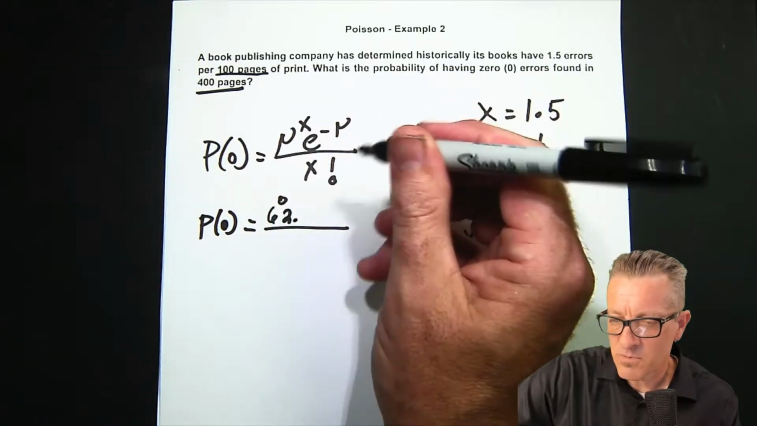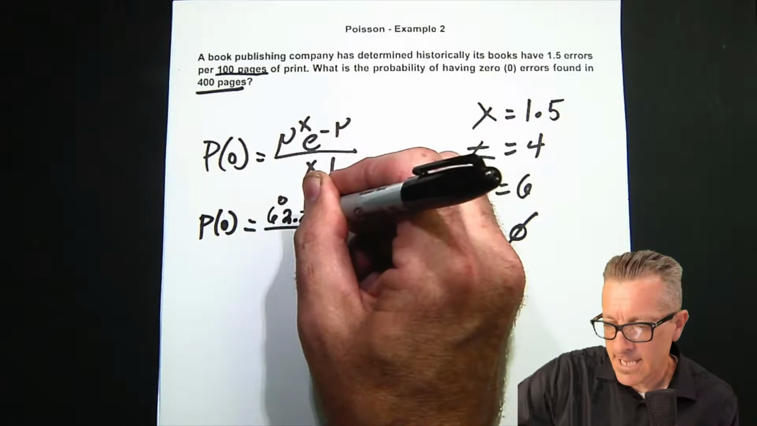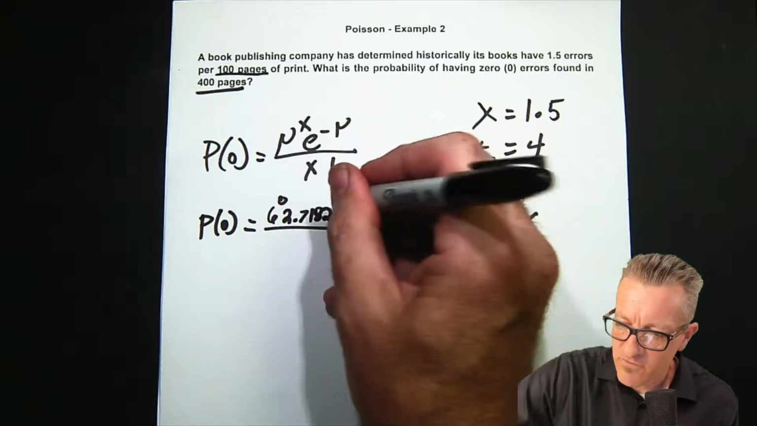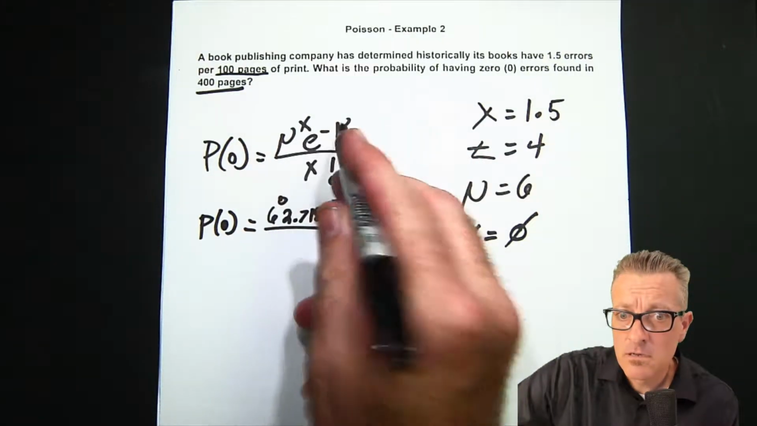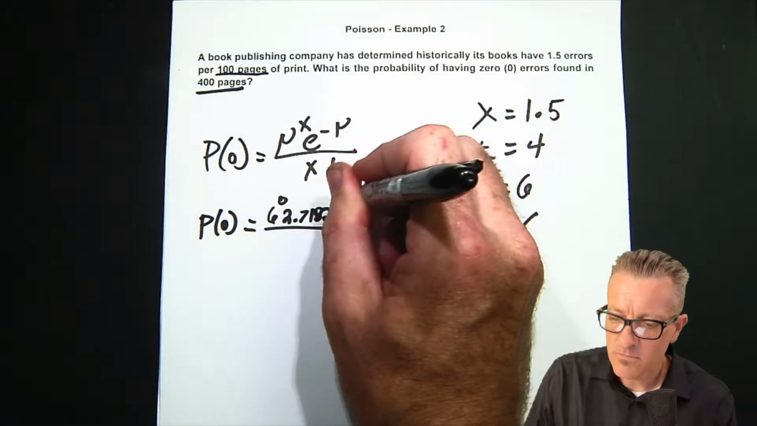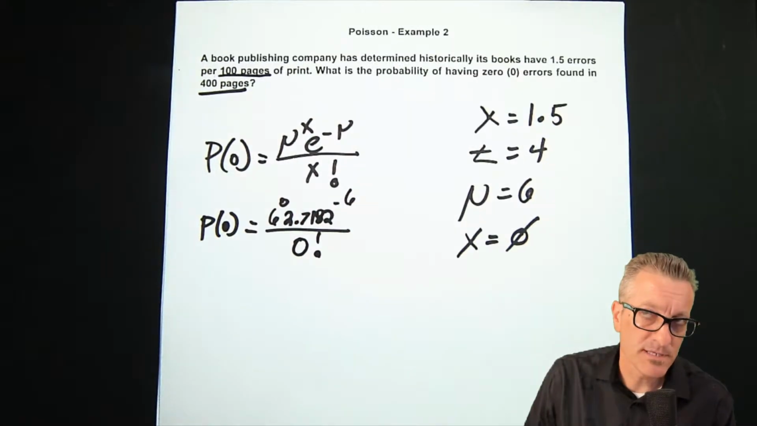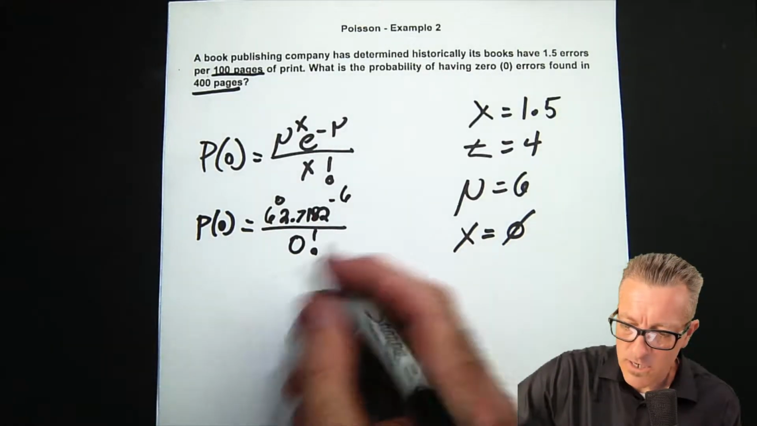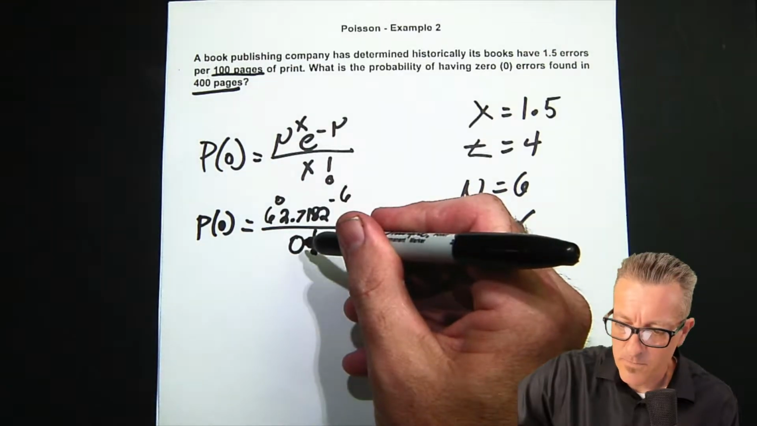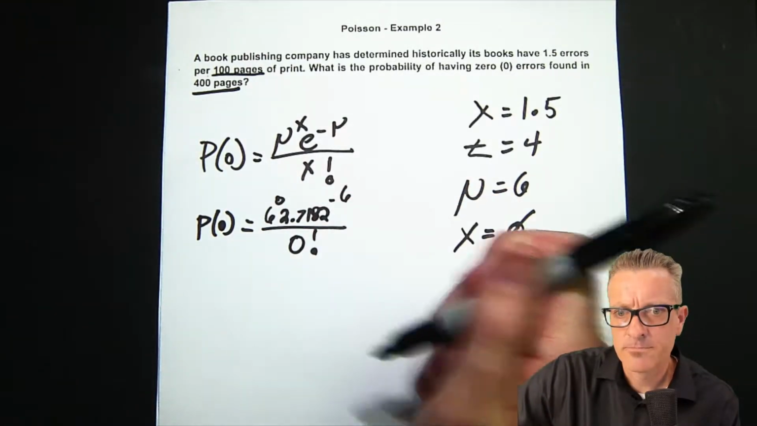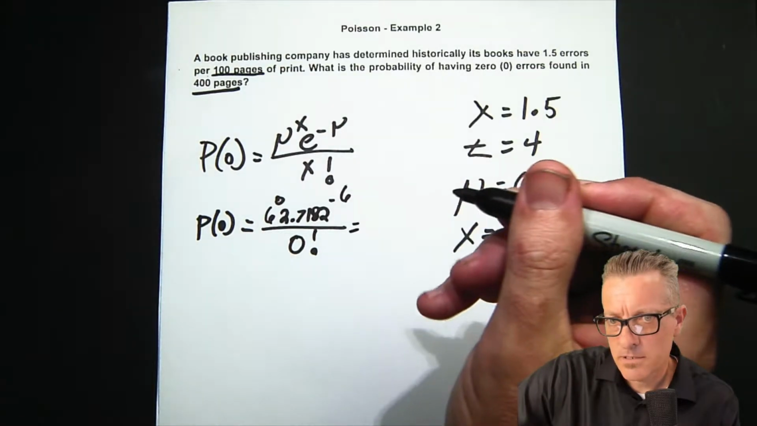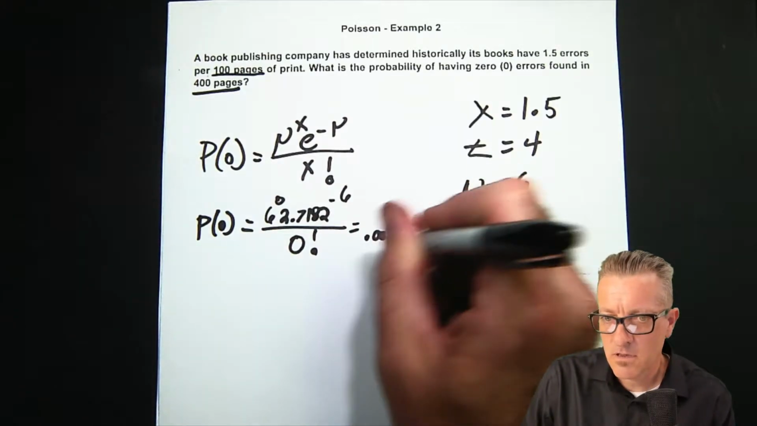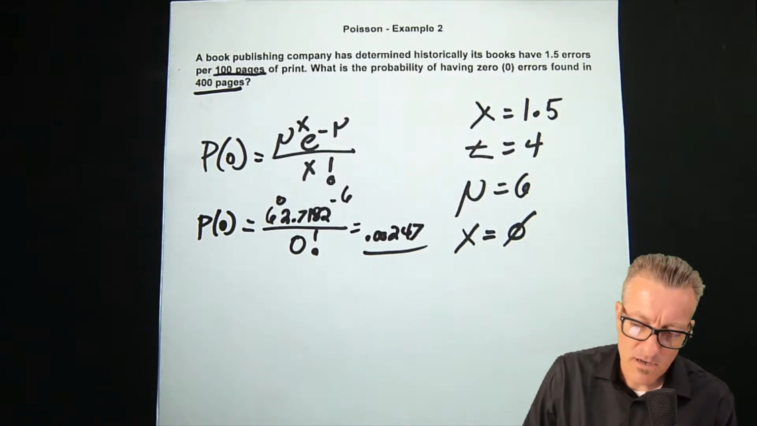I usually go out 4 decimal places, 2.7182, to the negative 6, and then 0 factorial. 0 factorial ends up being 1. So when we work this out, this ends up being 1. Then we'll just solve this top part. The answer ends up being 0.00247. Okay, and that's it for this problem.